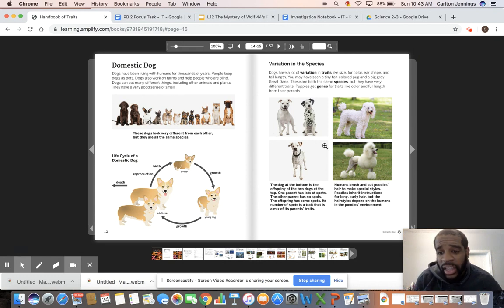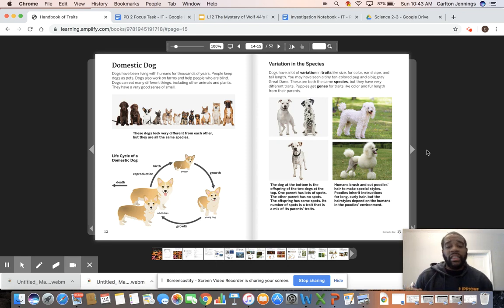Sometimes humans brush and cut poodles' hair to make special styles. Poodles inherit instructions for long curly hair, but the hairstyle depends on the humans and the poodle's environment. So all these poodles probably have the same amount of fur, but someone cut the fur to make it a different style. So people who have poodles, they make their poodles look a certain way. So they might not look so much like their mom or dad because someone cut their hair. So this is just a different way from the environment that a poodle can look.